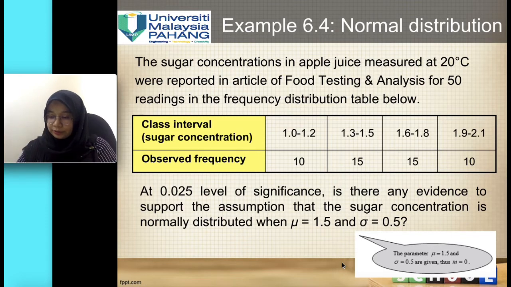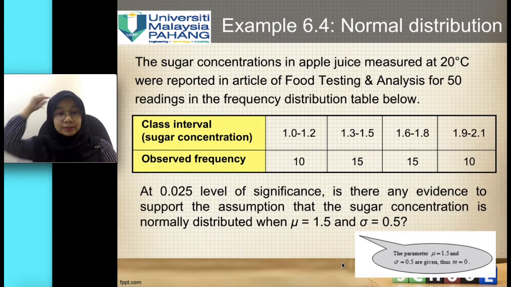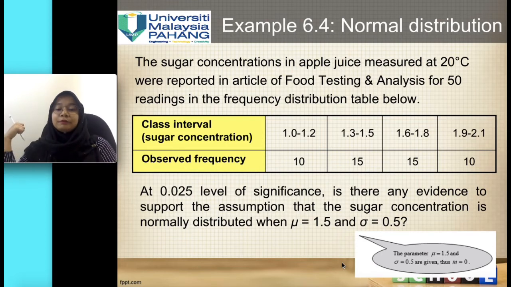The sugar concentration in apple juice measured at 20 degrees C were reported in the article Food Testing and Analysis for 50 readings in the frequency distribution table below. So 50 readings, so total frequency n equals 50.